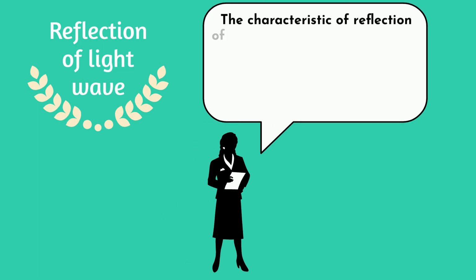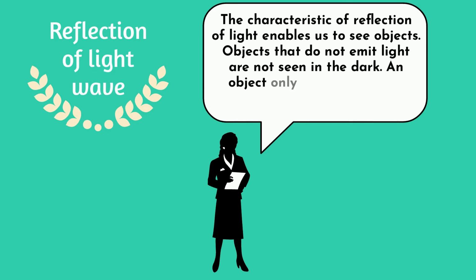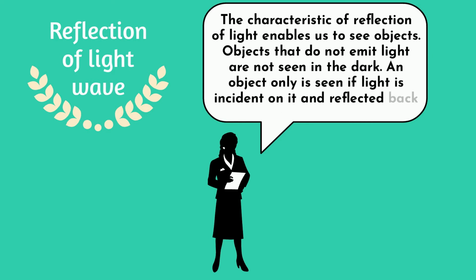The characteristics of reflection of light enable us to see objects. Objects that do not emit light are not seen in the dark. An object can only be seen if incident light is reflected back to our eyes when interacting with the object.